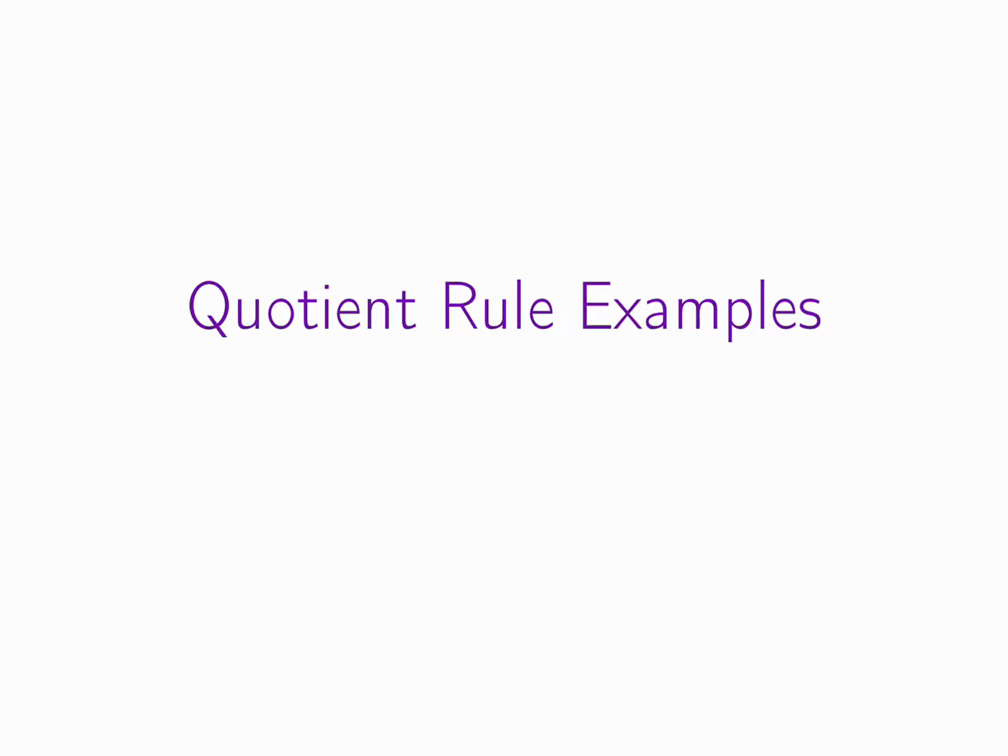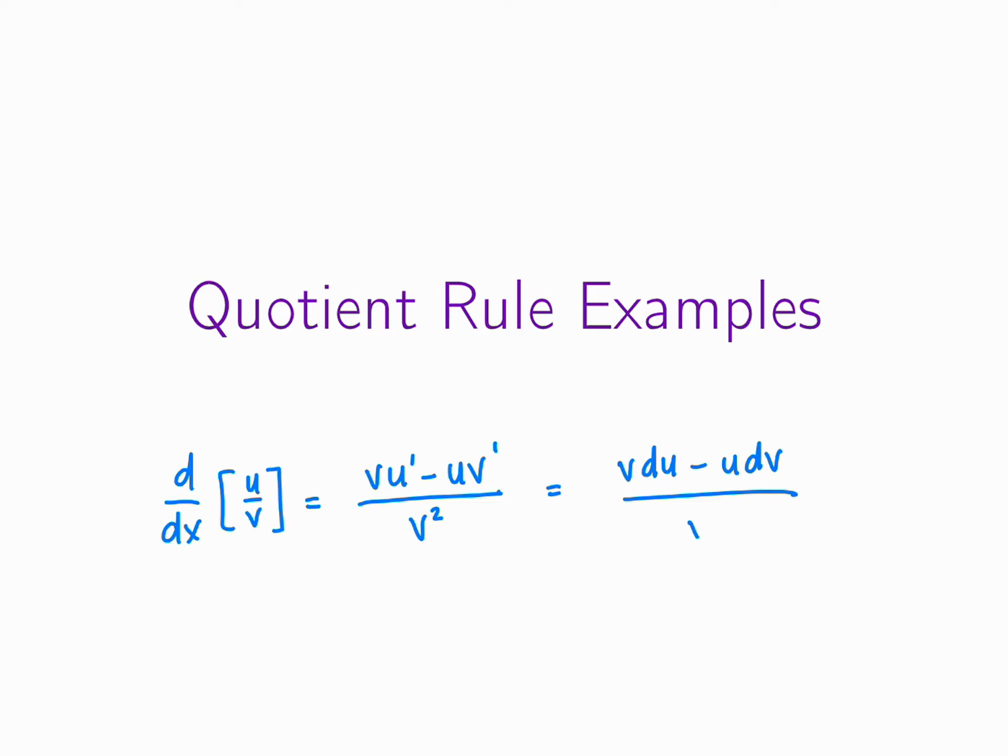This video will do some examples using the quotient rule to find derivatives. As a quick reminder before we jump in, the derivative of a function with respect to x that is a quotient, so maybe some u over v, the derivative will be v times u prime minus u times v prime all over v squared. Or you might think of it as v times the derivative of u minus u times the derivative of v all over v squared. Let's do some examples.